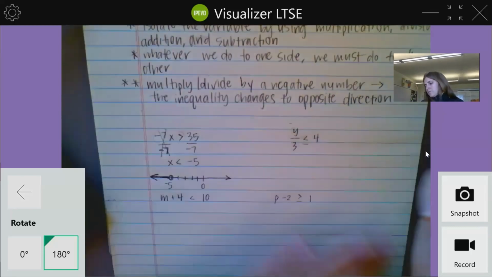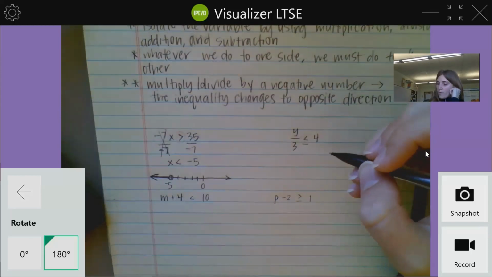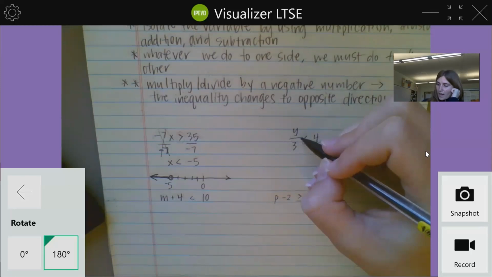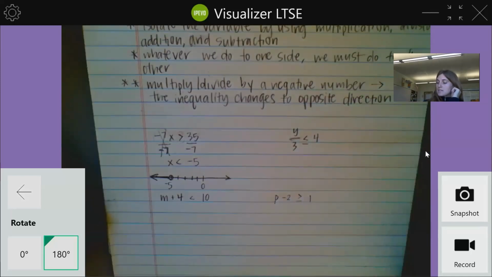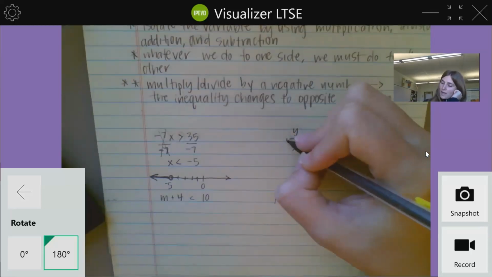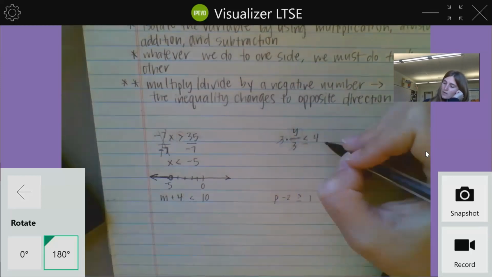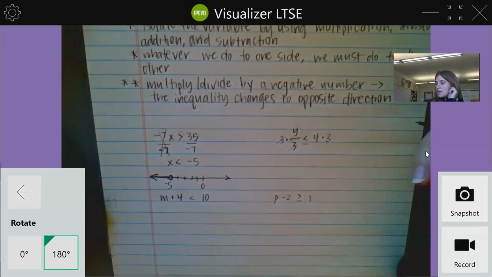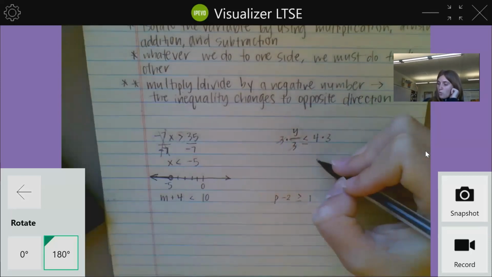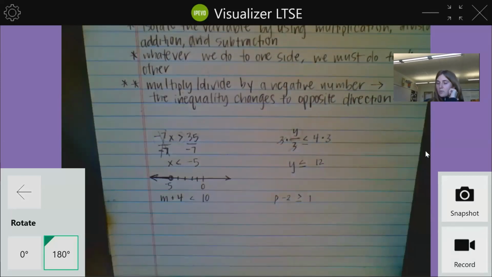Let's try this one. I have y over 3 is less than or equal to 4. That fraction line here symbolizes division. In order to undo division, to get the y by itself, I need to multiply. So I multiply by 3. Those 3s cancel out, and then I multiply this side by 3. 3 times 4 is 12. So then I have y is less than or equal to 12.